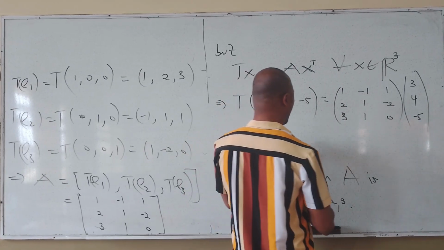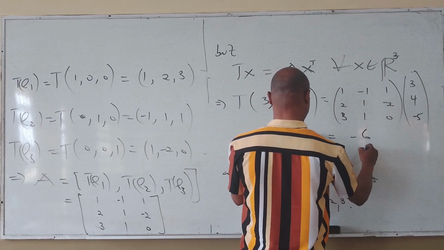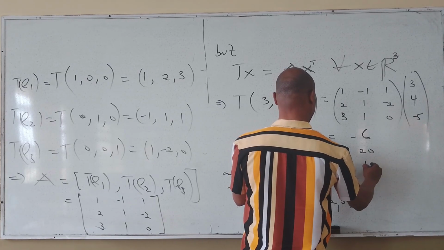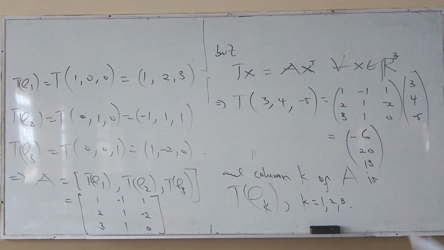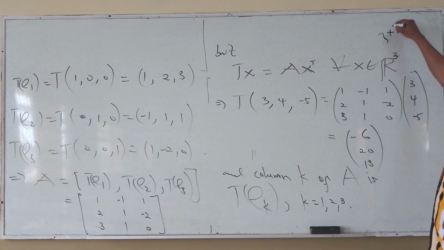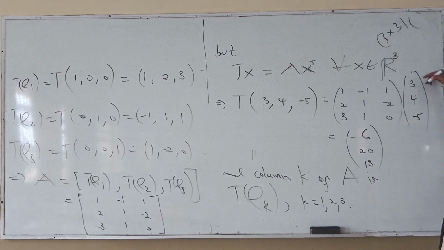So if you do that very well, that will give us (-6, 20, 13). This is a 3 by 1 matrix. This is 3 by 3 and this is 3 by 1, so of course they will give us a 3 by 1 matrix. If you multiply the results, it gives us a 3 by 1 matrix.